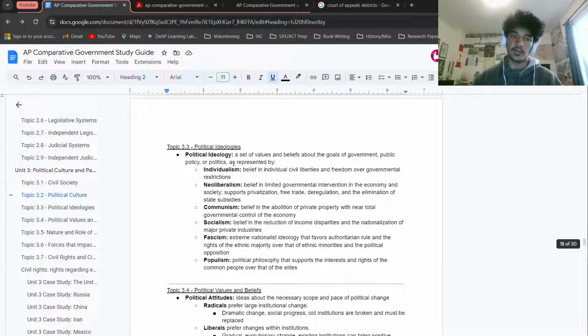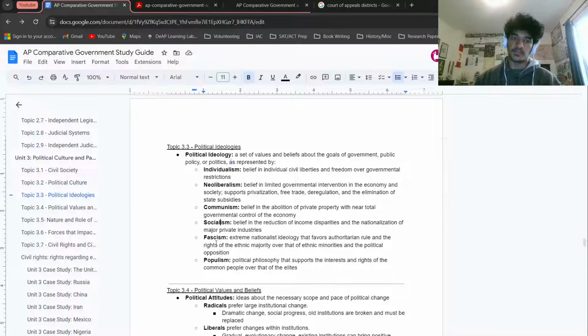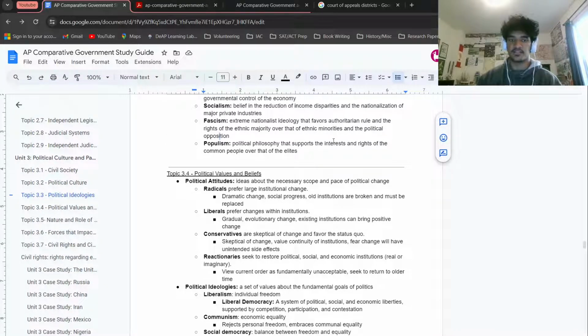And then we get into political ideology. This is your communism, socialism, fascism, democratic socialism, all that stuff. And then your political attitudes, which are, you're radical, you're liberal, you're conservative, you're reactionary. What is your stance on how the government should make policy?